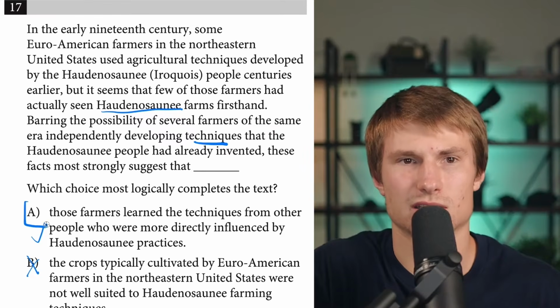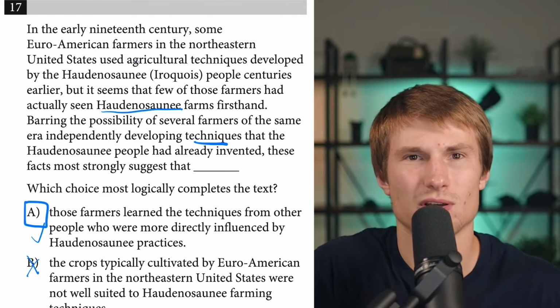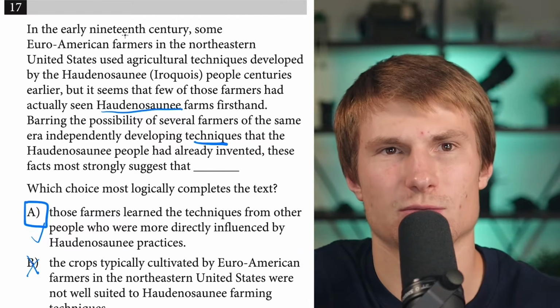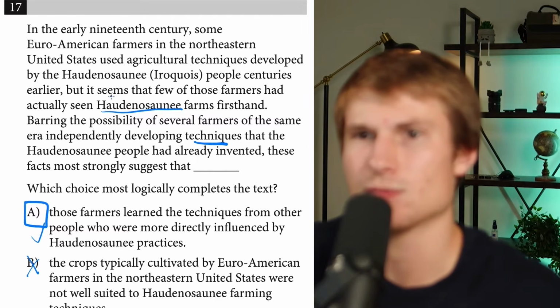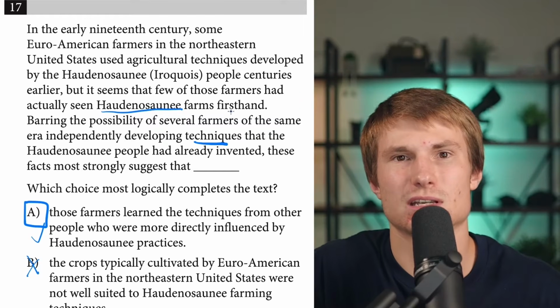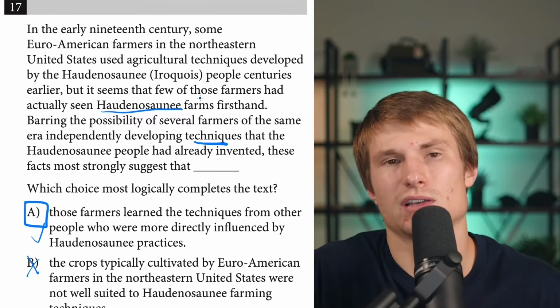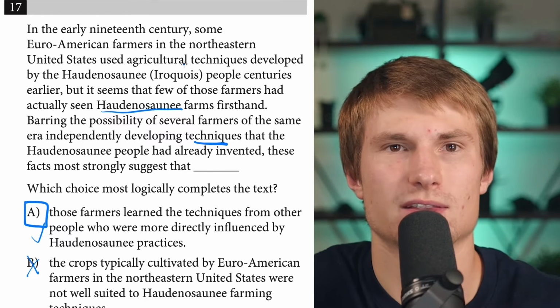Since it doesn't look like it's possible for them to have learned it themselves, I'm going to go back to the text and actually check if it states that. So we have in the early 19th century, some Euro-American farmers in the northeastern United States used agricultural practices developed by the Iroquois people centuries earlier, but it seems that few of those farmers had actually seen these farms firsthand. So some of them did. Okay, so we've already stated that it's been direct.